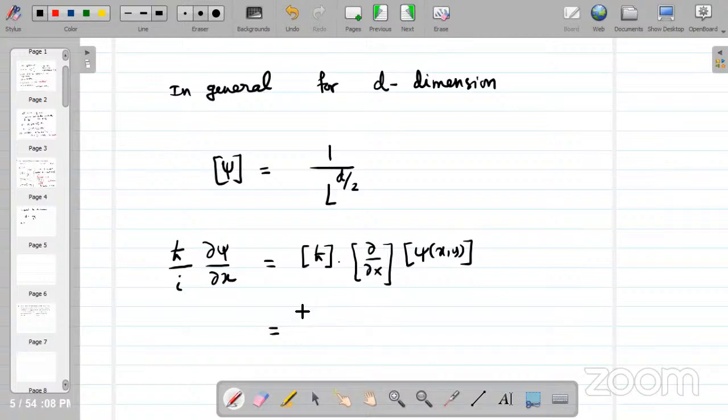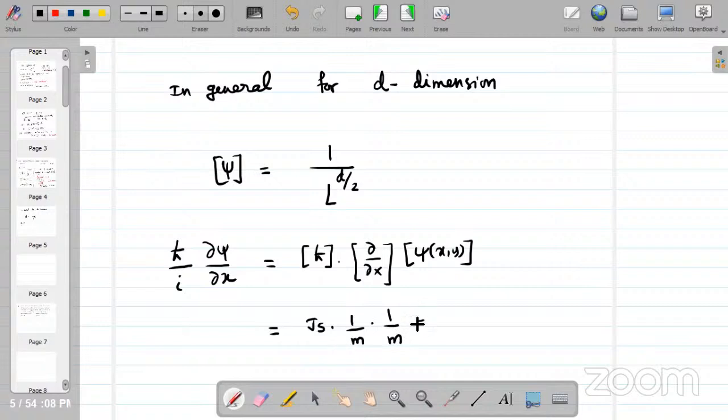Yes, joule second. Of course, that is a unit rather than a dimension, but anyway, let me write. So joule second. What is the unit for this dou by dou x? Meter inverse, 1 by m. This is clear.